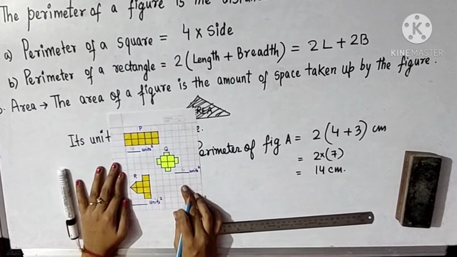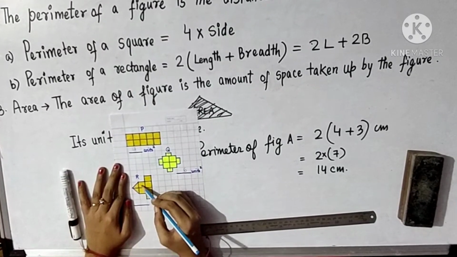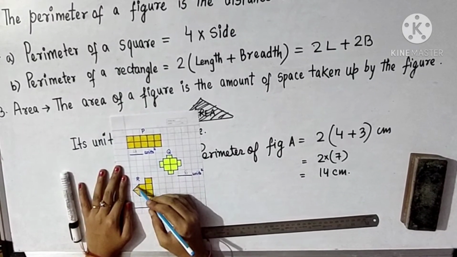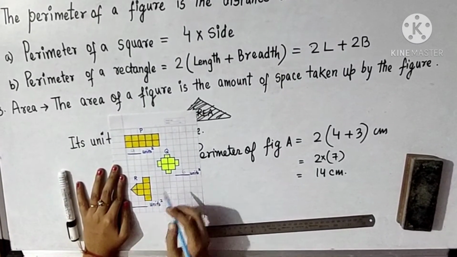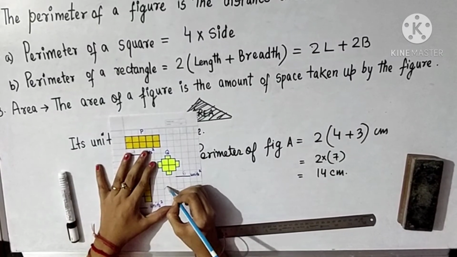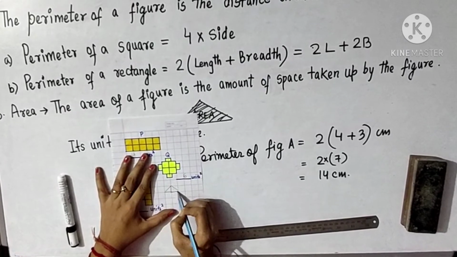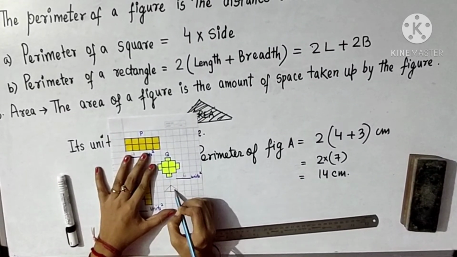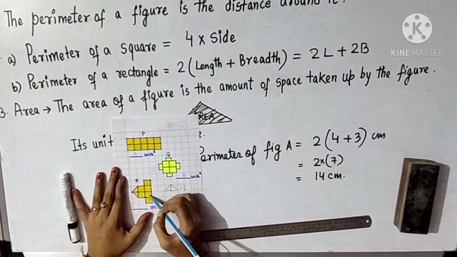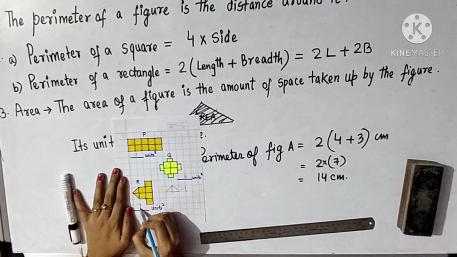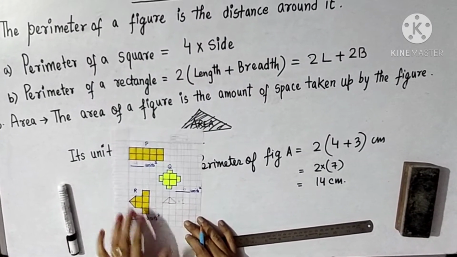Now, let us find the area of figure R. 1, 2, 3, 4, 5, 6, and half of the square grid. Two halves of the square grid can be considered as one complete square. As you can see, this is half and this is half. So two halves can be considered as one full square. So 1, 2, 3, 4, 5, 6, 7. In this way, we can find the area of the given figure.